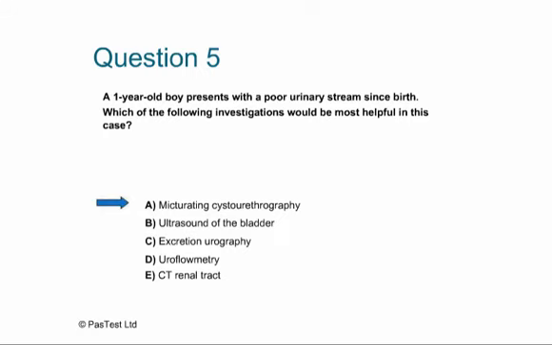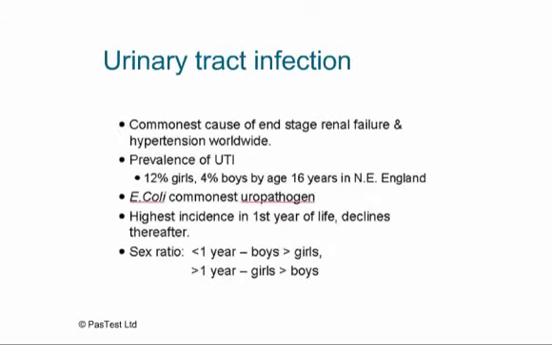So let's think a little bit about urinary tract infection. Urinary tract infection remains a significant issue because it is the commonest cause of end-stage renal failure and hypertension worldwide. The prevalence of urinary tract infection is difficult to be clear about, but a well-conducted study in the northeast of England suggested that by the age of 16 years, 12% of girls and 4% of boys had had a urinary tract infection.